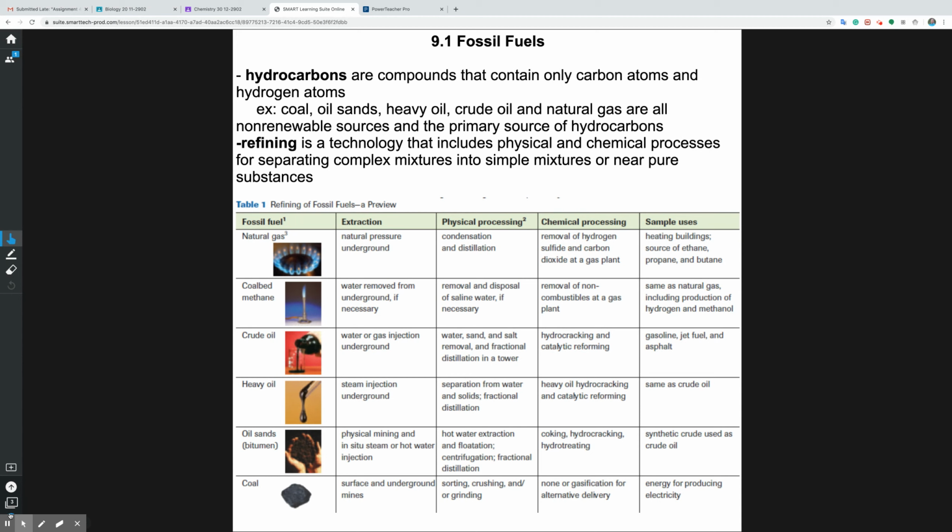Okay, so just looking at some different fuels in extraction. This is out of your textbook. You can go through and read it if you need to.